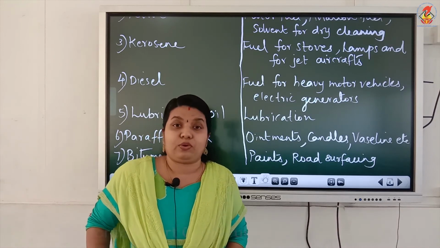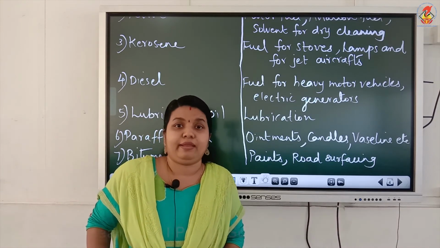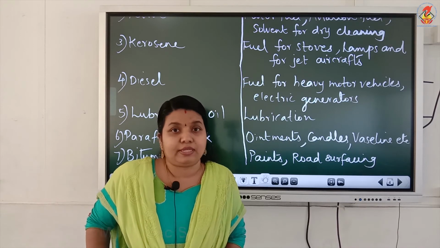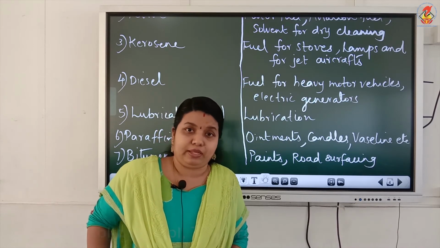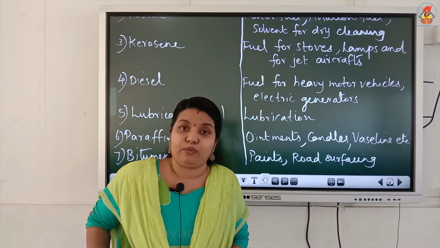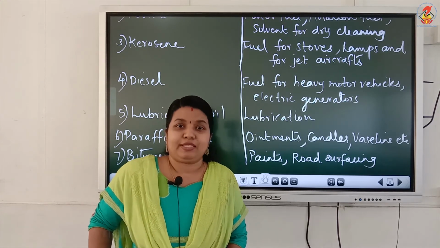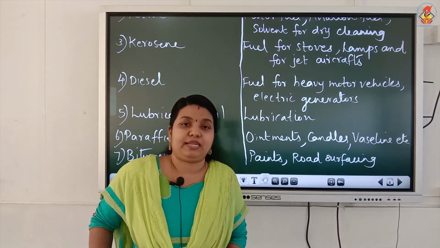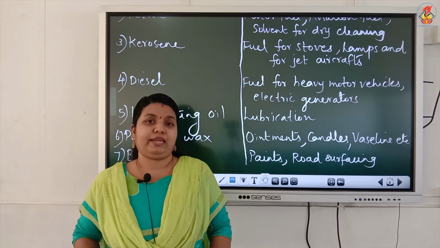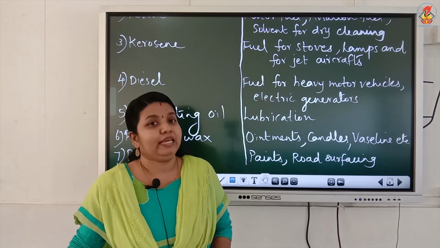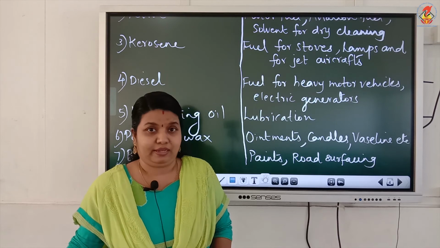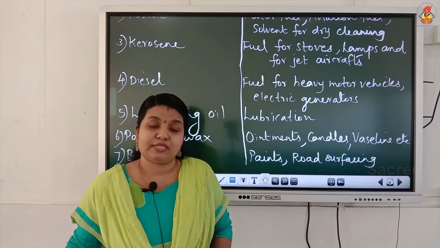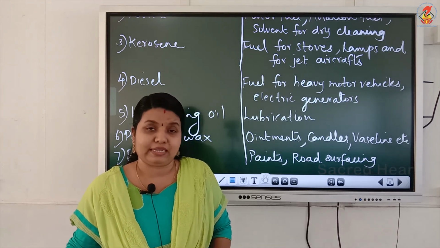What are the various constituents of petroleum and their uses? LPG, liquefied petroleum gas, is a fuel for home and for industry. Second one is petrol, which is used as a motor fuel, aviation fuel and a solvent for dry cleaning. Then the next one is kerosene, which is used as a fuel for stove, lamp and also jet aircraft.